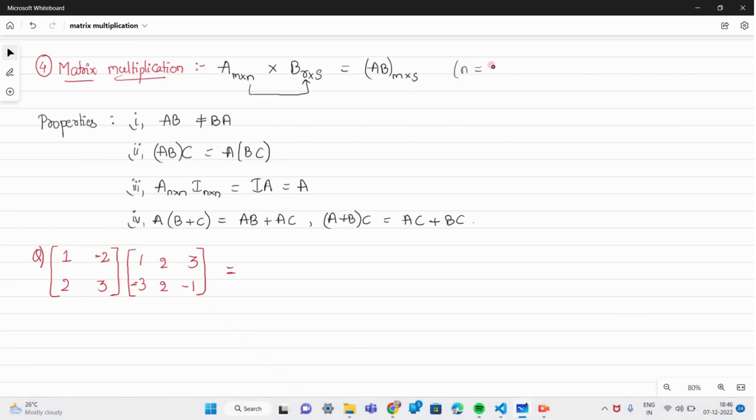N and r should be equal, which means the number of columns of matrix A should be equal to the number of rows of matrix B.